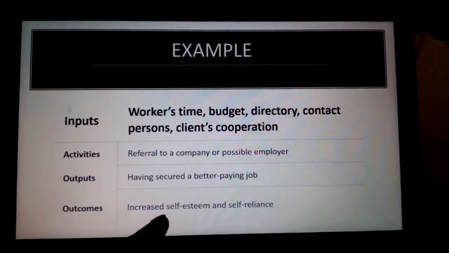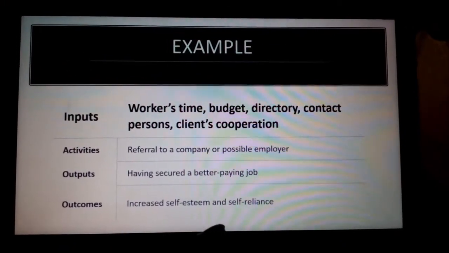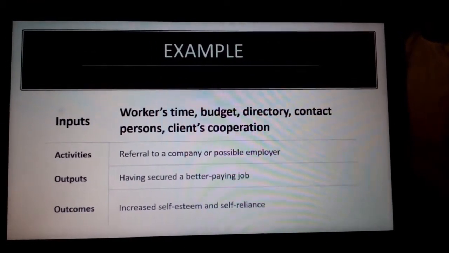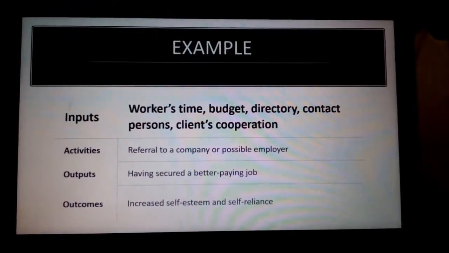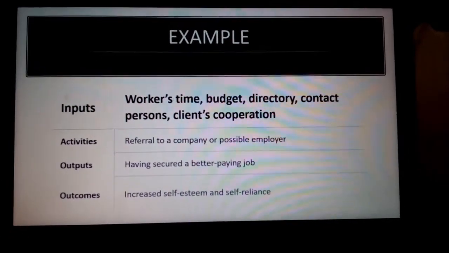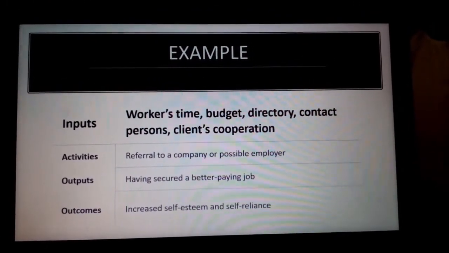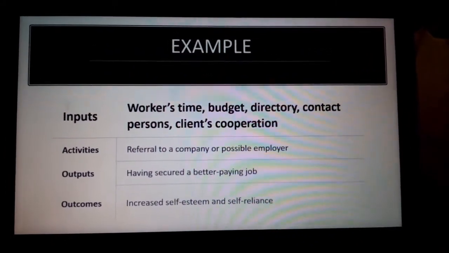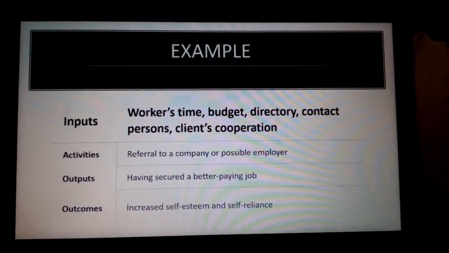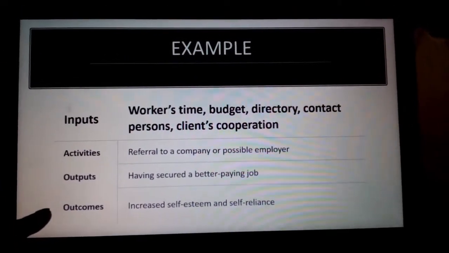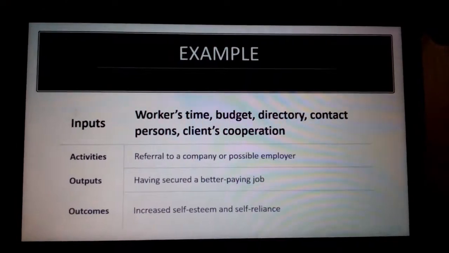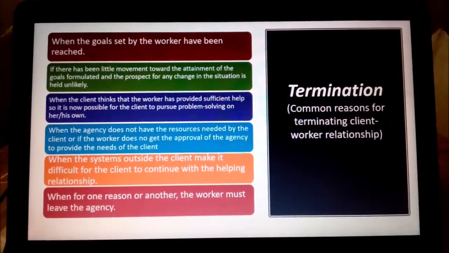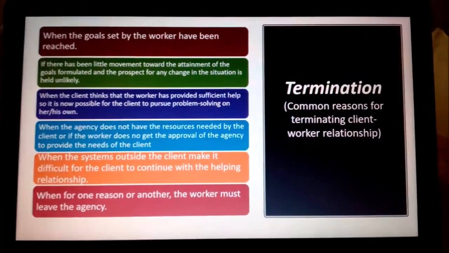So, the outcomes, increase self-esteem and self-reliance. After na sila ay makontento dun sa kanilang job, mas mag-i-increase ang kanilang self-esteem and self-reliance because they are now contented with the work they have. If they figure out another good paying job mula dun sa activities, so it's just like trial and error when you go to the process of social work. Inputs, activities, outputs, and outcomes. That's the example.